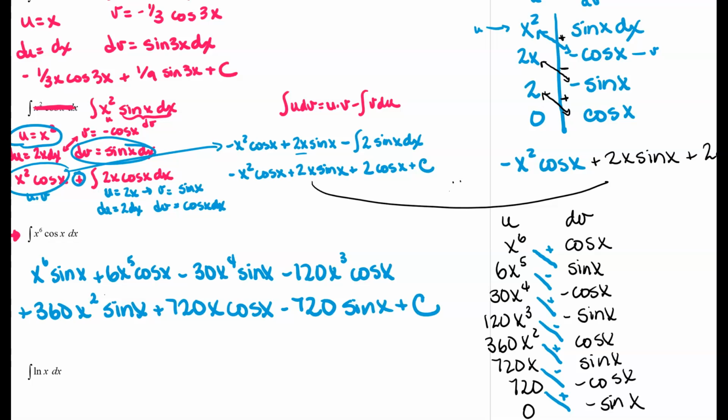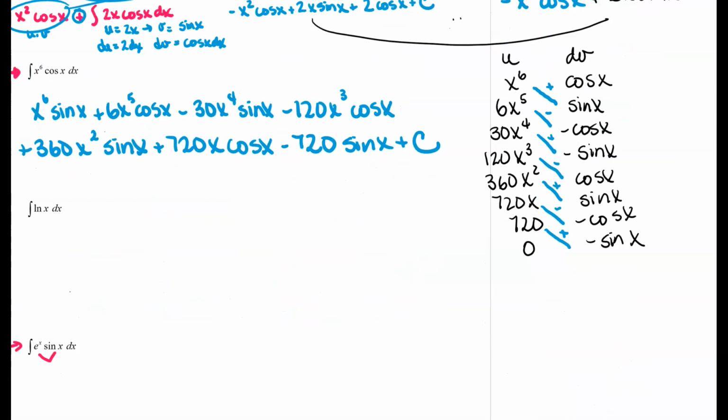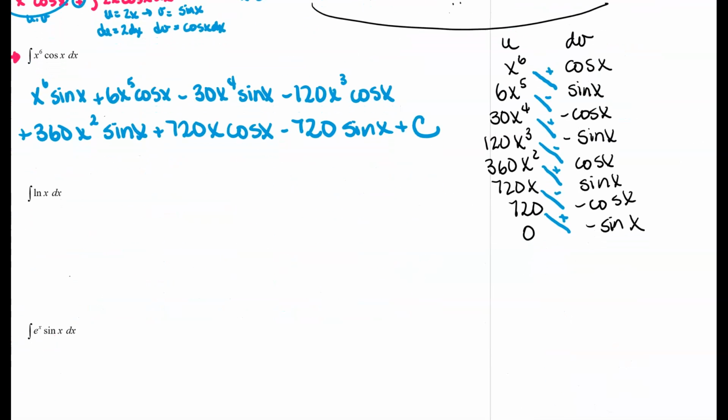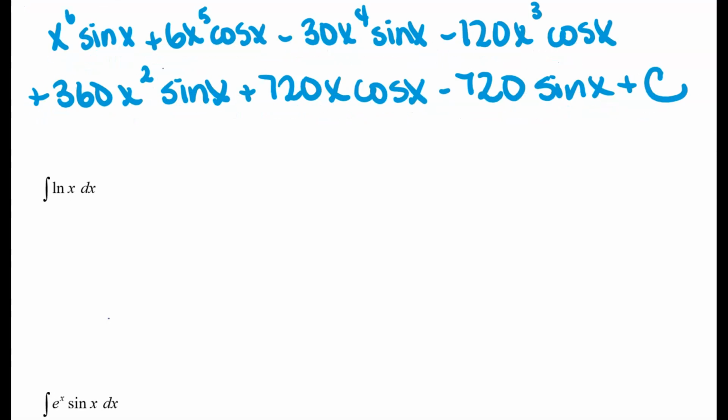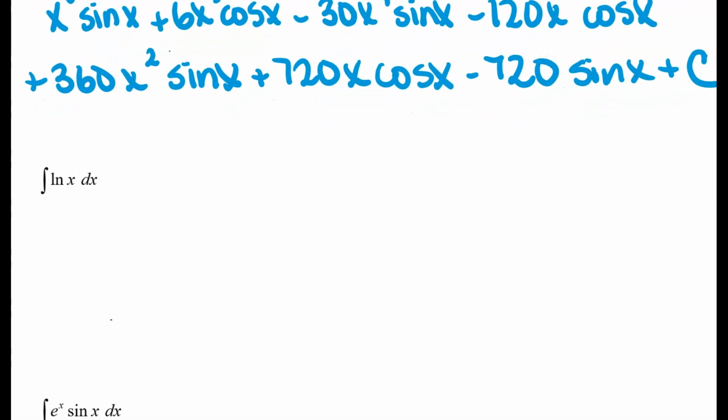Again, kind of a pain, but the tabular method keeps you from having to do parts 6 times, and I consider that a win. There are some strange functions out there that need integration by parts, and they don't look like a product. That just looks like ln of x dx to me. You don't know the antiderivative of ln of x, and I can't develop it any other way but with parts.